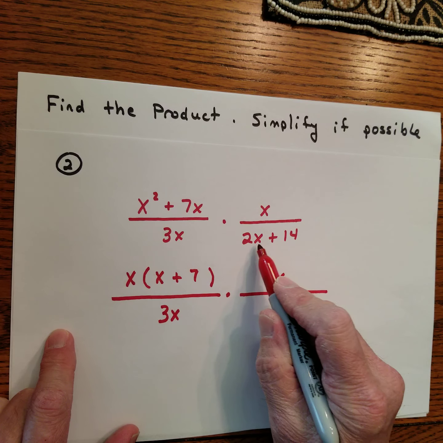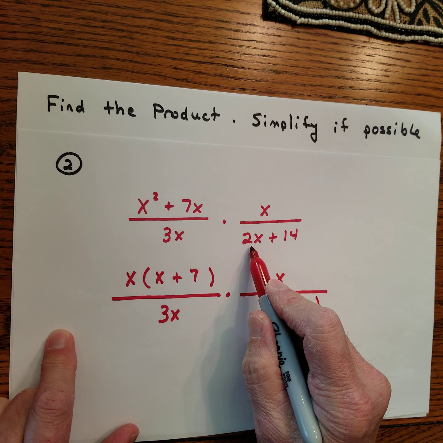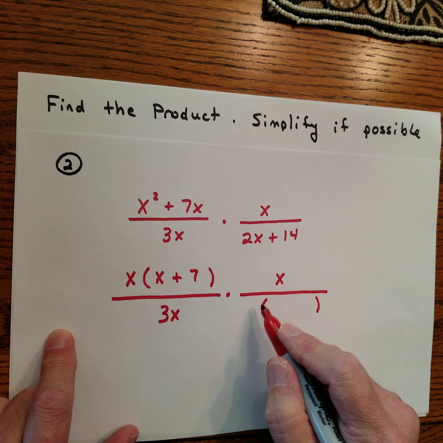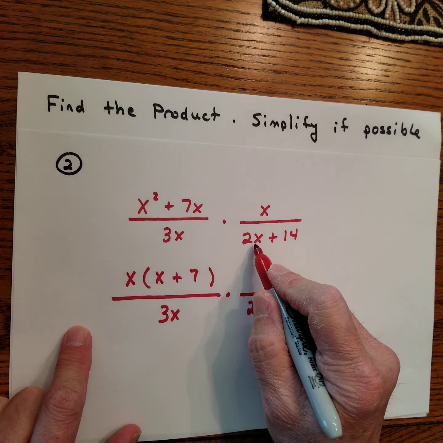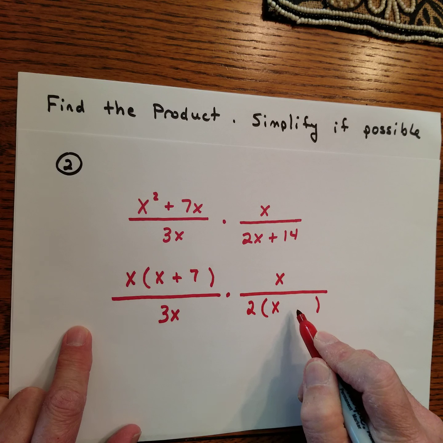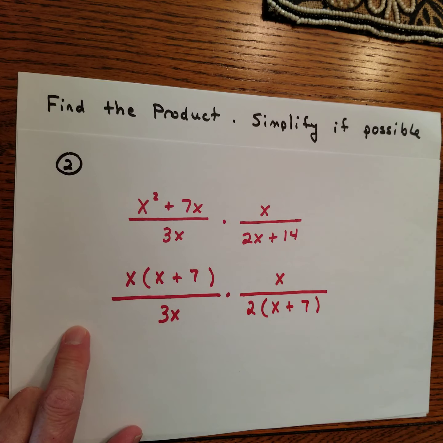Then is there a common factor that comes out of both of these? 2 divides into 2 and 2 divides into 14. 2 is a good common factor. 2 divided by 2 is 1x. And 14 divided by 2, that's 7. Now let's look for things that can reduce. Any top with any bottom.